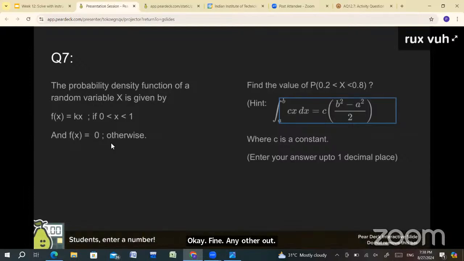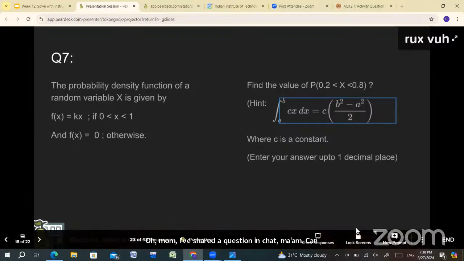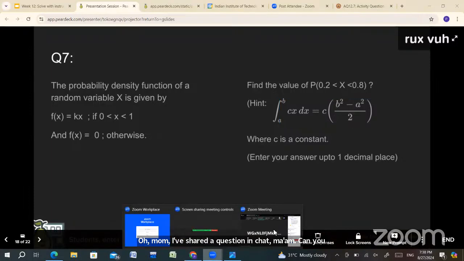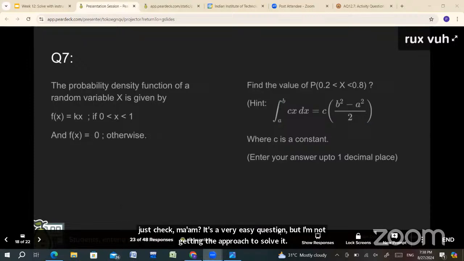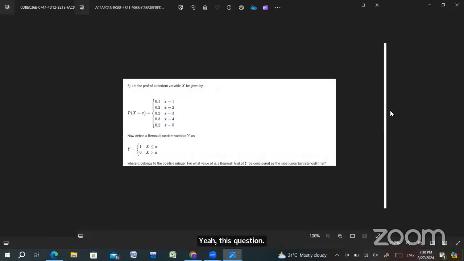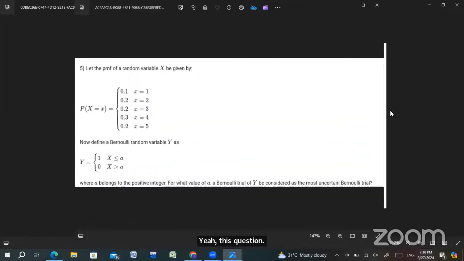Ma'am, I've shared a question in chat. Can you just check? It's a very easy question, but I'm not getting the approach to solve it. You can just tell me the approach. Am I audible? This question. So the PMF of a random variable X is given by this. Now a Bernoulli random variable is this, where a belongs to the positive integers, and we have to find the value of a.